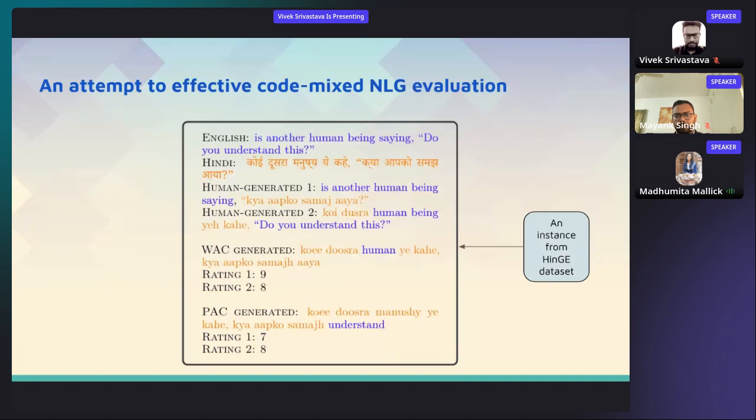So Vivek, I think there was one question, but Mayank has already answered. So maybe you can go ahead. Sure, yeah, that's great.